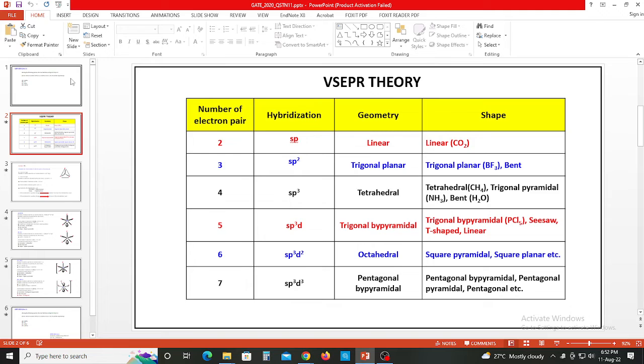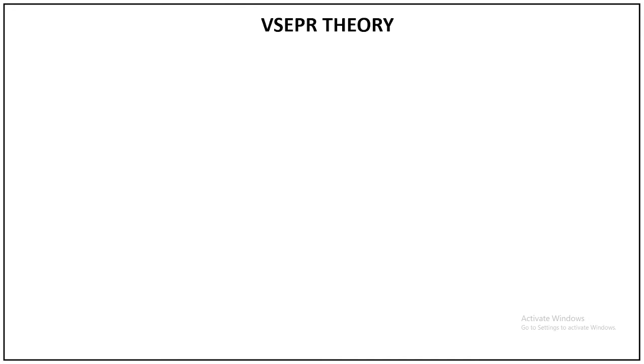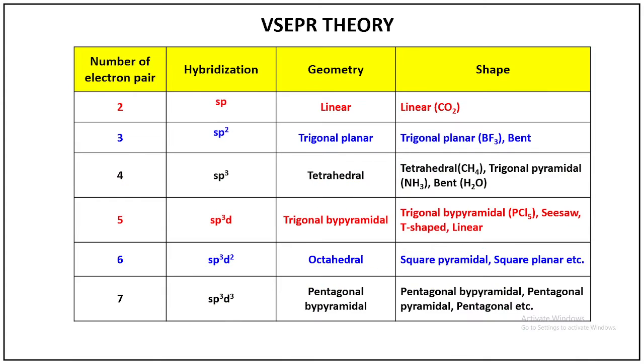So for the one who has recently joined, I'll just tell you the question we are going to discuss here is GATE Chemistry 2020 question number 11, where we are going to find the shape of different molecules based on valence shell electron pair repulsion theory. So as we discussed earlier, this is just a very easy theory based on electron cloud repulsion, because of which the atoms will try to stay as far as possible, and this will lead to a geometry and thus a shape.